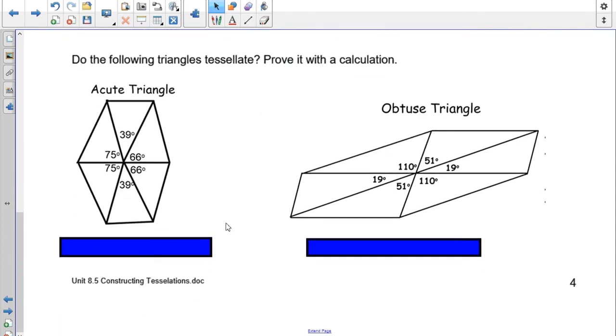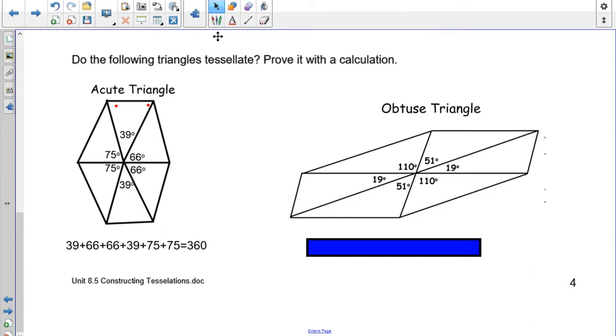Now, let's go on down to this one here. This is a triangle. You can see that it's got three angles, a 39 degree down here, and I've got a 75 and a 66 up here. This is 75, that's a 66. And I've taken the 39 and the 39 and the 360, I've created a full circle, right? Now, this 39, 75, these all add up to make the full circle of 360 degrees. Means this acute triangle will tessellate.